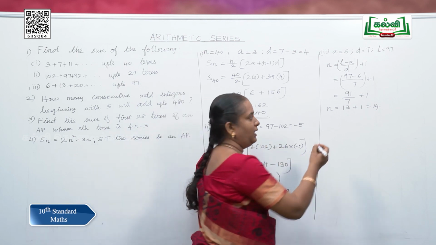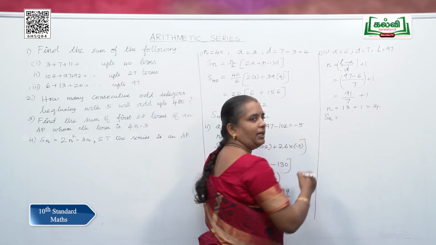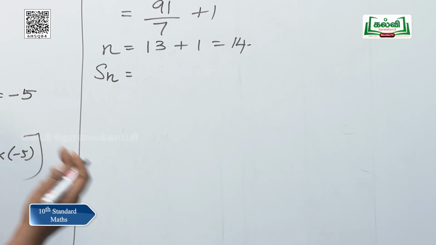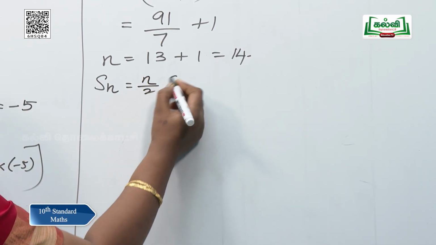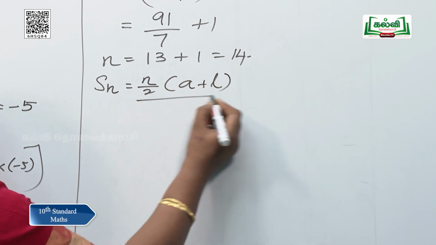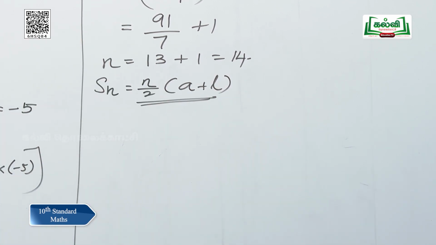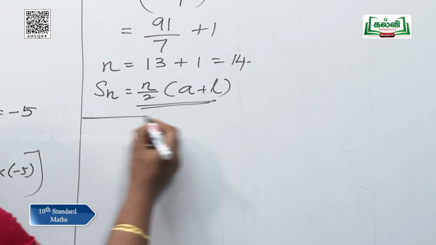So we have to move to the Sn. You have the formula n by 2 into (a plus L). Use that formula because that is easier. L is given. So n by 2 into (a plus L) is used, find the answer, and you try it yourself. Let us go to the next one.